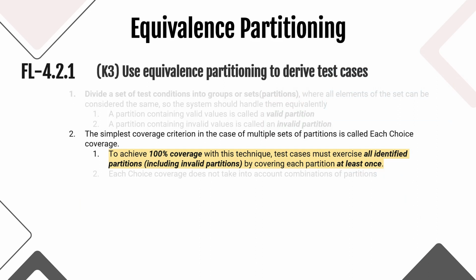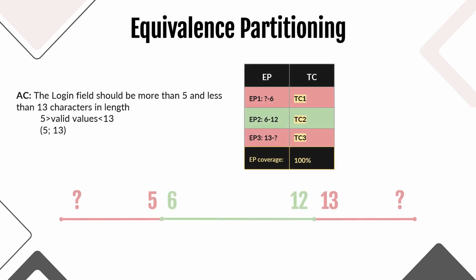To achieve 100% coverage with this technique, test cases must exercise all identified partitions, including invalid partitions, by covering each partition at least once. Equivalence partitioning is a very simple test design technique. You need to write one test case for one partition. In our case, we have 3 partitions respectively. In order to get 100% coverage, we need to write 3 test cases. Let's select the first test case.